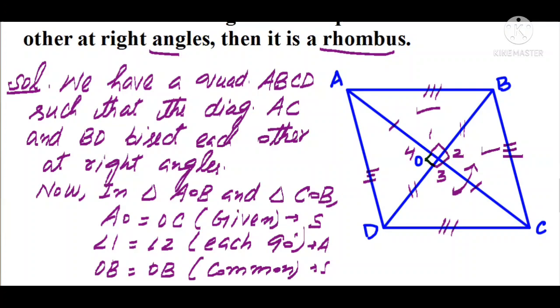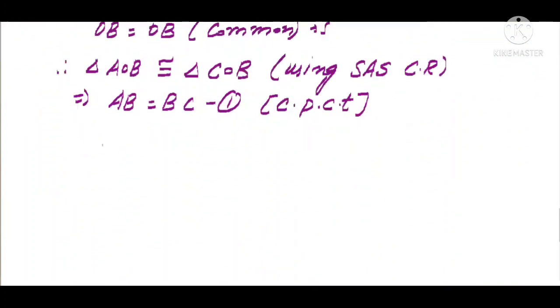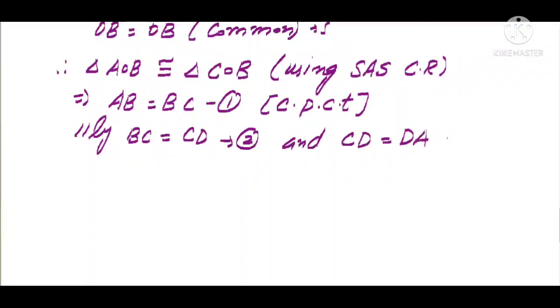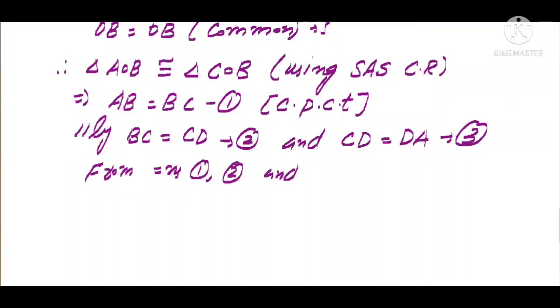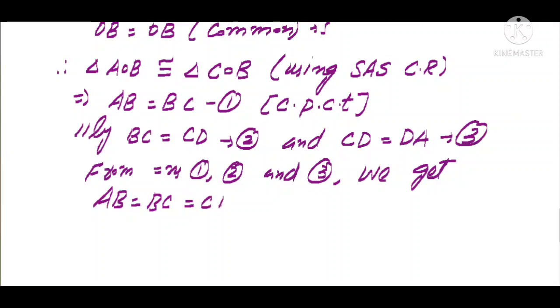So I will write here similarly. We can prove that BC is equal to CD, and you can name it equation second, and CD is equal to DA, and you can name it here equation third. From equations first, second and third, what we conclude? We get that AB is equal to BC is equal to CD is equal to DA. So in the given quadrilateral, all the four sides are equal. Thus, it is a rhombus. Thus, ABCD is a rhombus.